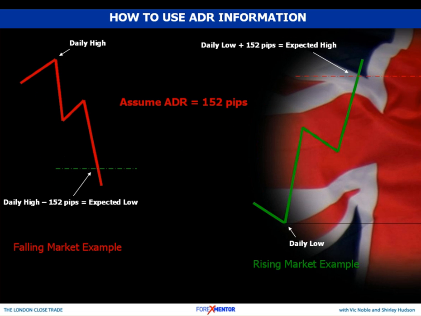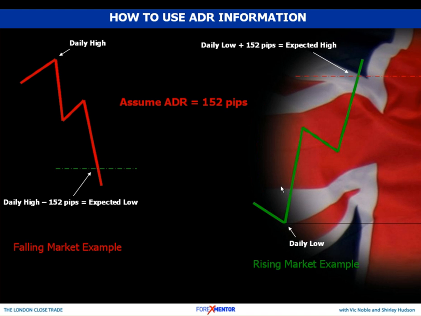Okay, here's a little picture of what that looks like. Just pretend that this is the close of London down here, and we have a 152 pip 5-day average daily range. Here's the high of the day. Price drops. As it's dropping into London, we take the high and subtract our 152 pip 5-day average daily range, and we get this dotted green line here. Okay, so this would be a qualified pair. We're looking now for a bounce back up as a counter trend.